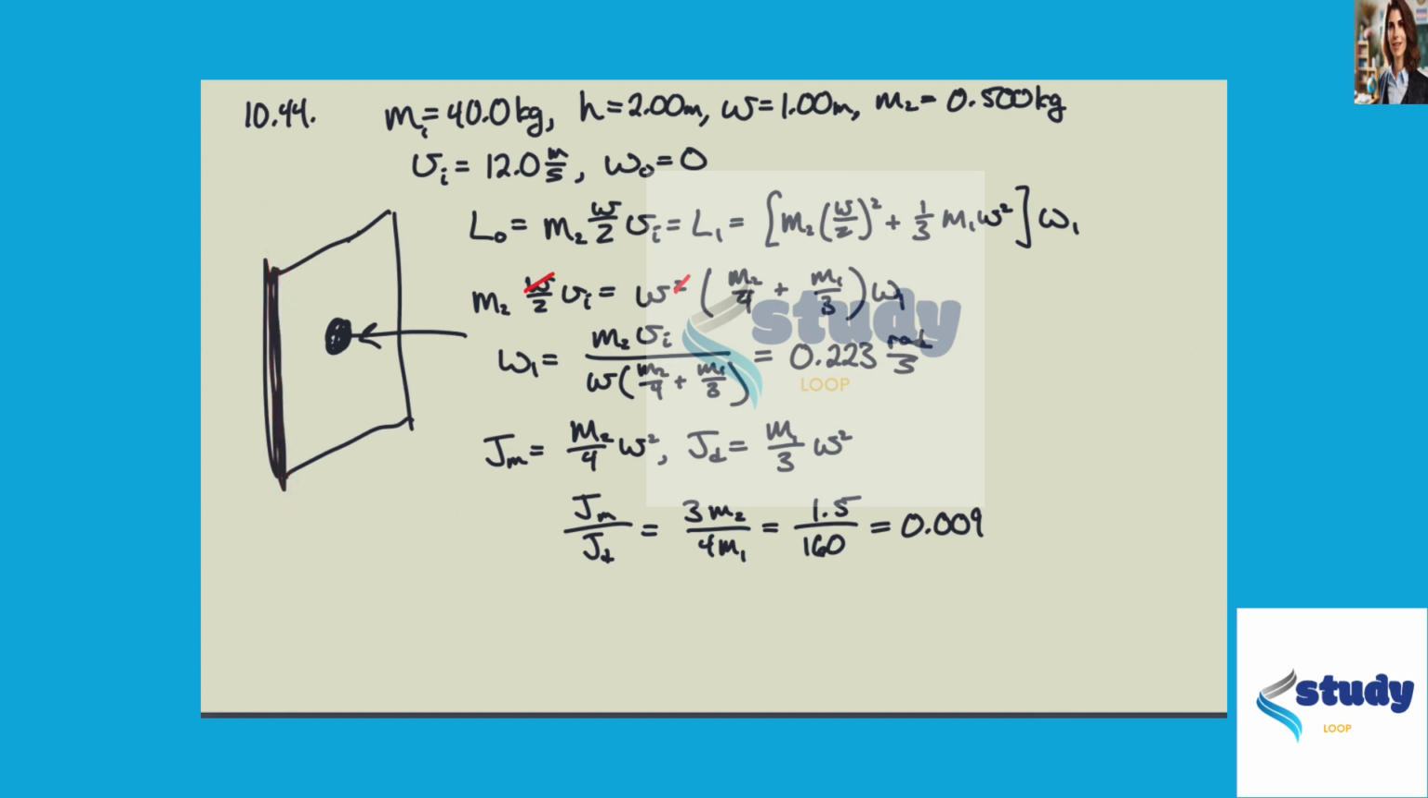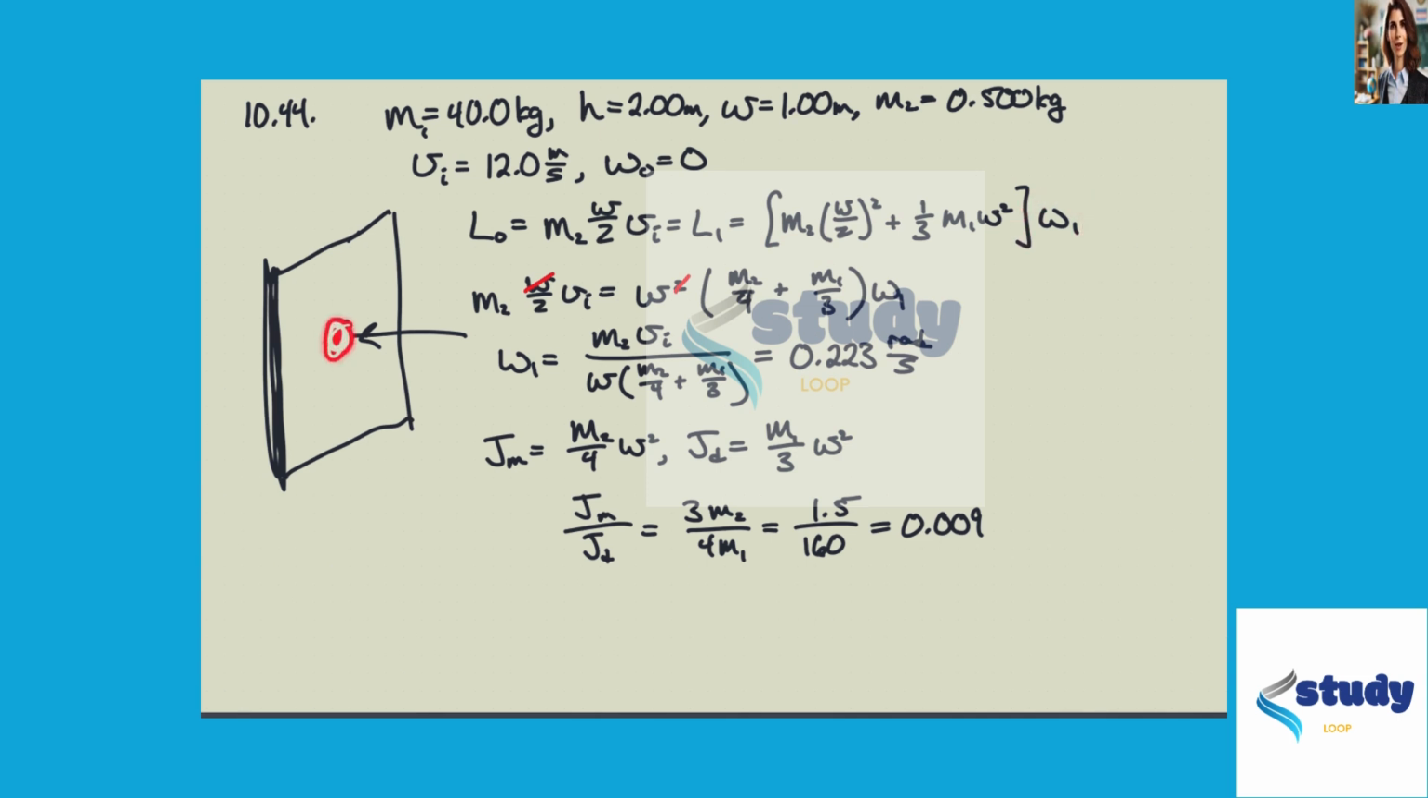So the angular momentum about that axis initially is just that of the mud that's coming in, and that's m2 w over 2 times the initial velocity of the mud. And that has to equal the angular momentum after the collision, and that is the moment of inertia of the system times the angular velocity of the system.